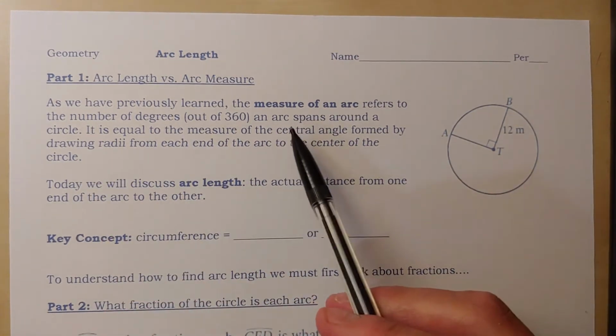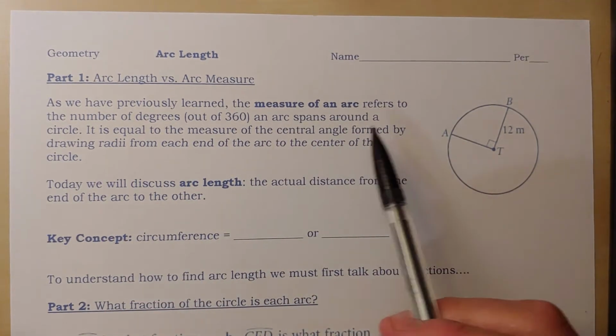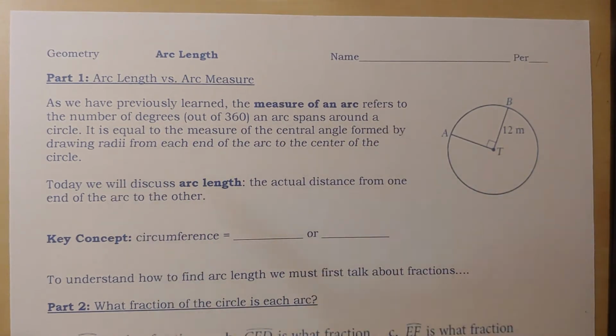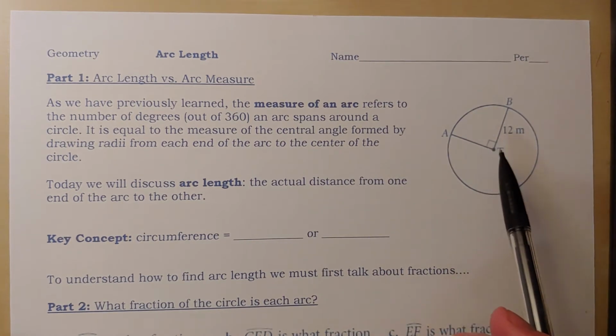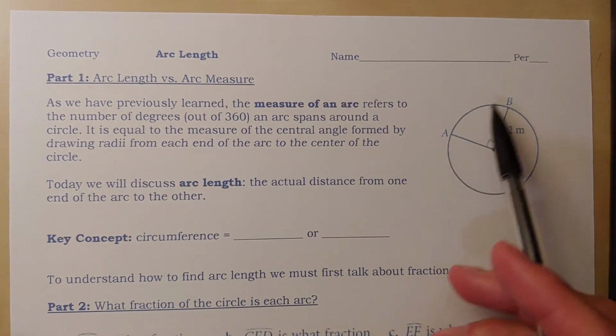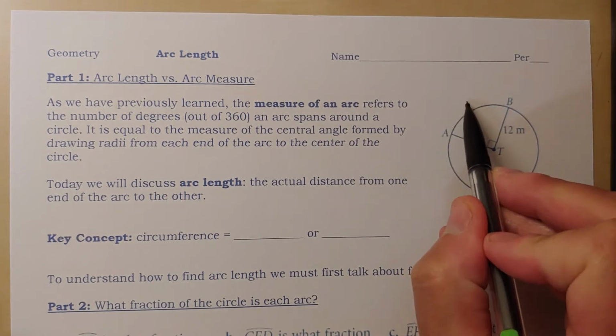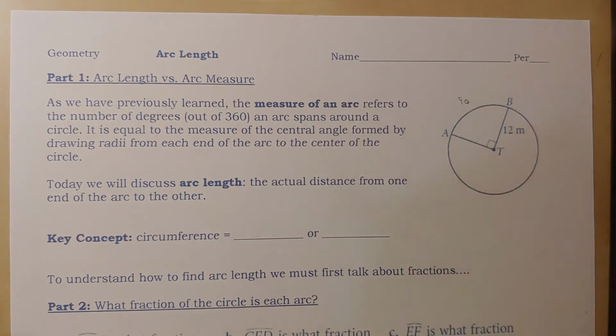We've already learned that the measure of an arc refers to the number of degrees out of 360 that an arc spans around a circle. And you can find the measure of an arc by looking at the central angle that intercepts it. So in this case, if this angle is 90 degrees, the measure of this arc would also be 90 degrees.